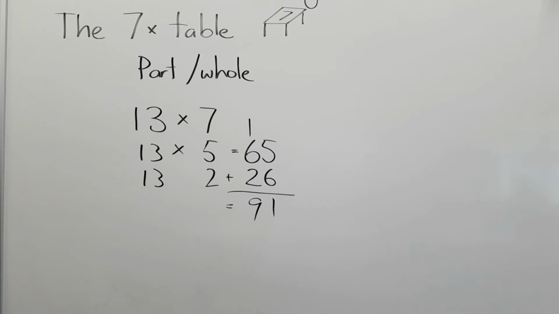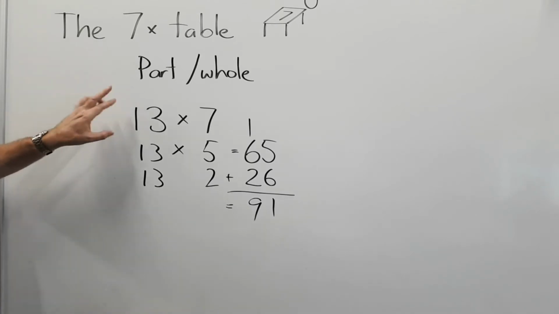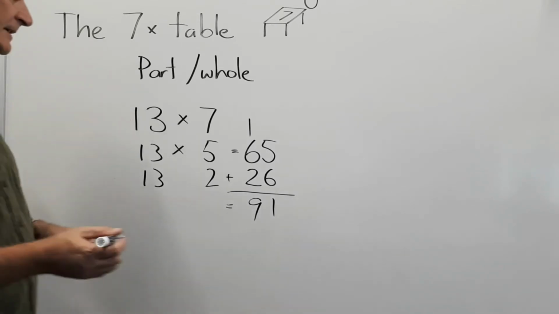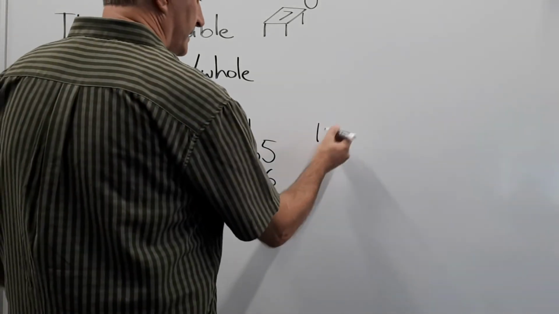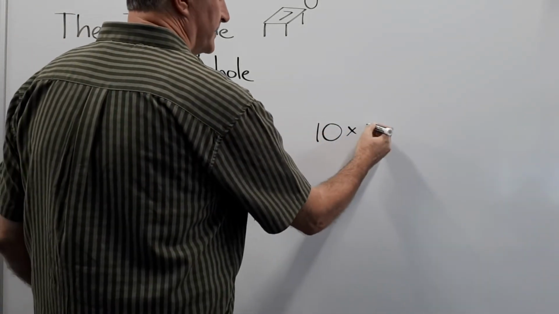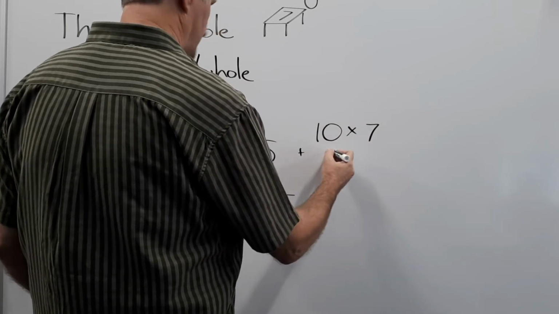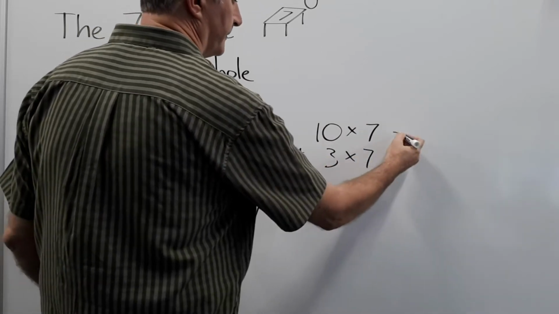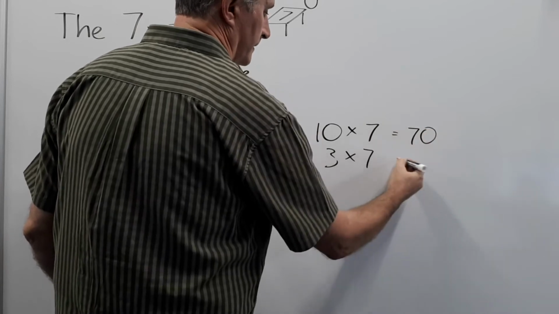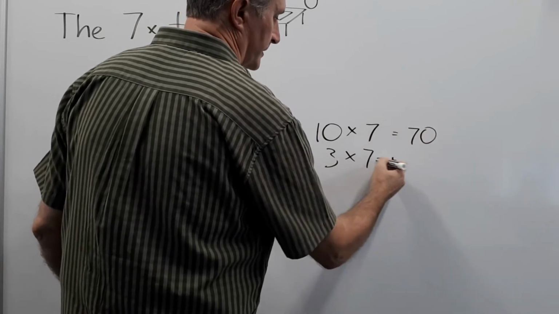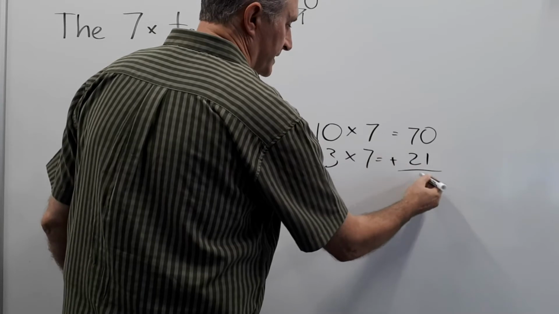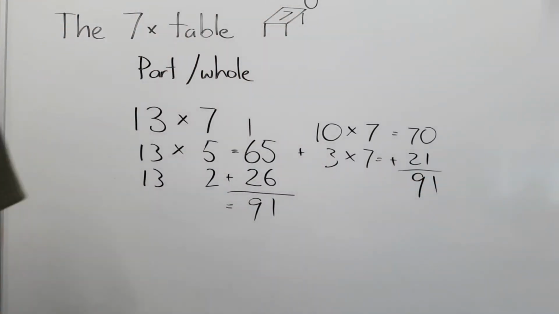Good. Could I have done it the other way? Could I have split the 13 instead? Absolutely. In that case, it would have been 10 times 7 plus 3 times 7. So plus 20, plus 21. And I'll get the same answer, right? So there's two ways to do it. The strategy is the same though. It's splitting one of the numbers into easier things so that you can figure it out. And that's a really handy thing you can do quite quickly if you get stuck.